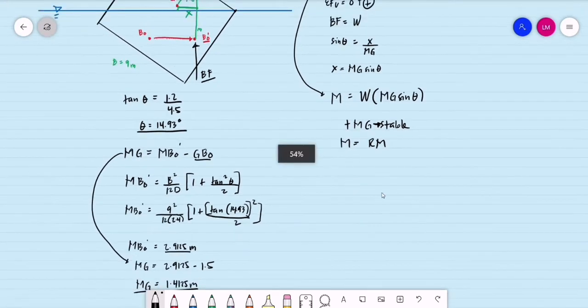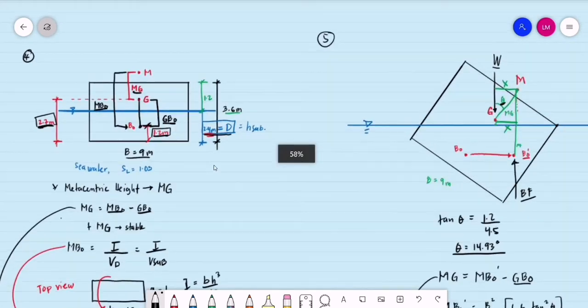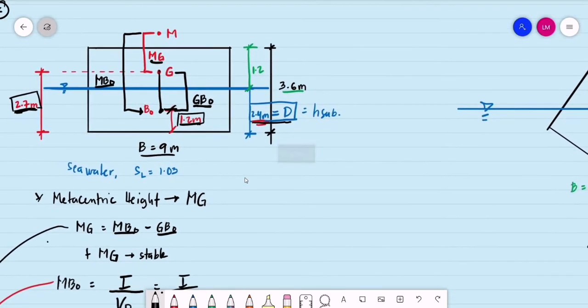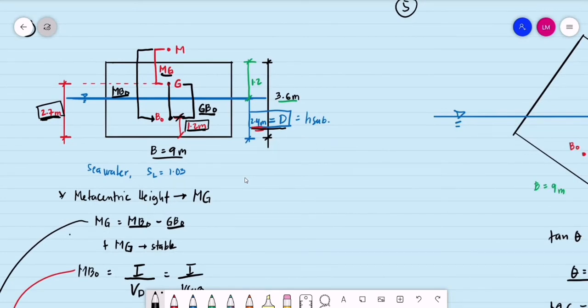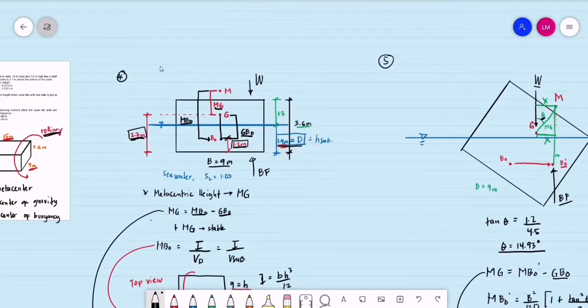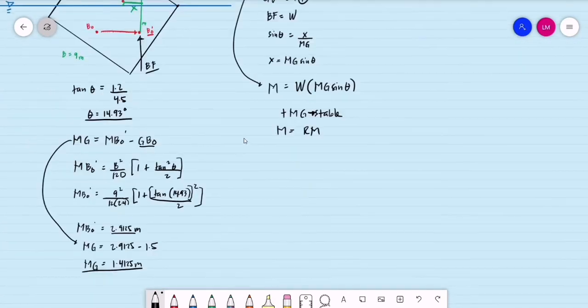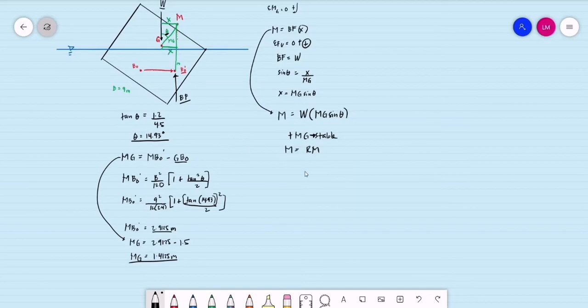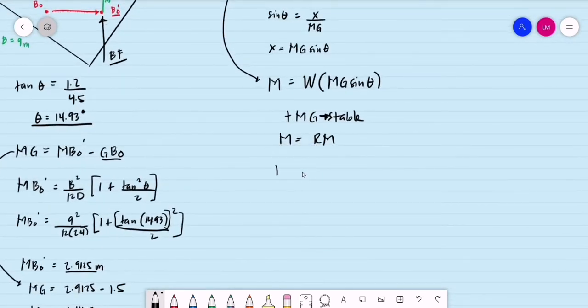Okay, kunin natin yung weight ng rectangular scow. Paano natin kukunin yung weight nito? Okay, yung kanyang weight is, di ba, buoyant force, tapos weight. Yun lang naman yung dalawang vertical forces natin. Wala nang iba. So, paano ulit kumuha ng buoyant force? Okay, ginawa na natin yun kanina. That is, the buoyant force is equal to the unit weight of the liquid multiplied by the volume submerged. So, take note, seawater ito. And take note na yung buoyant force ay simply equal sa weight.